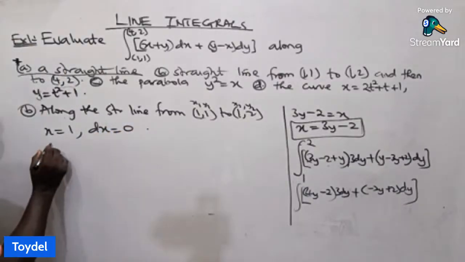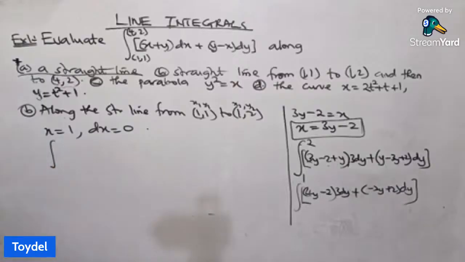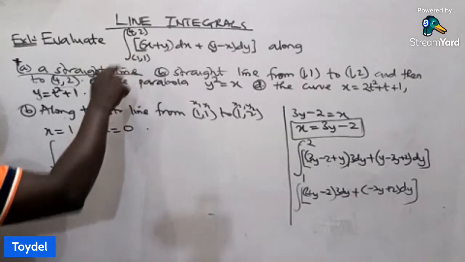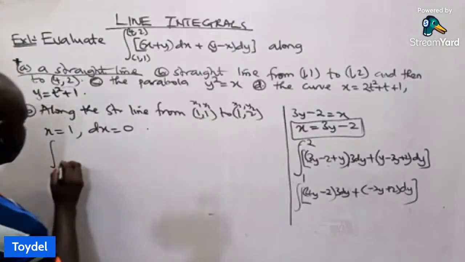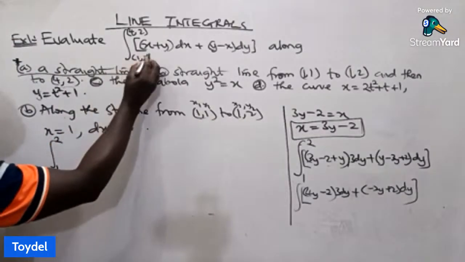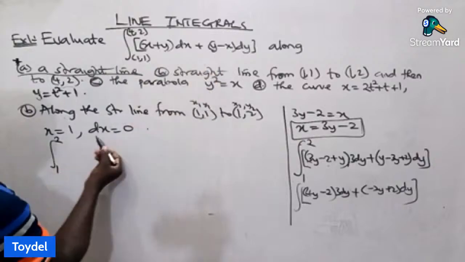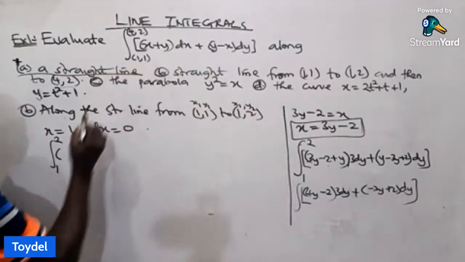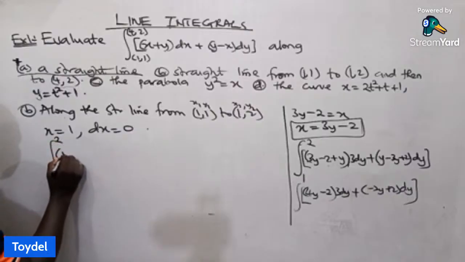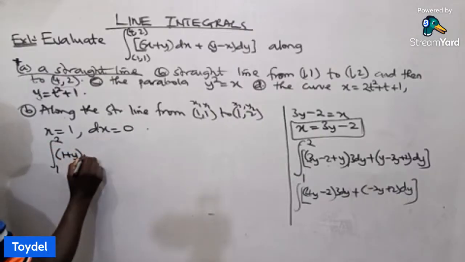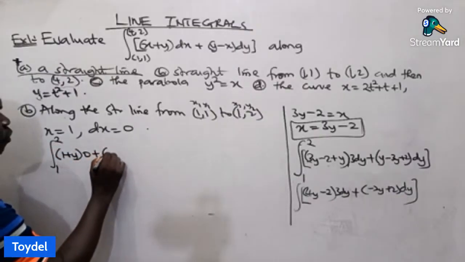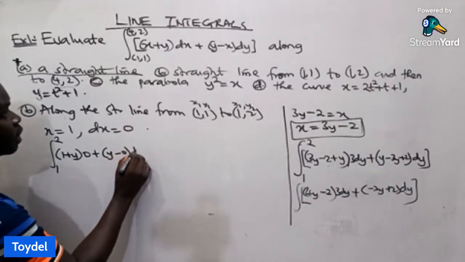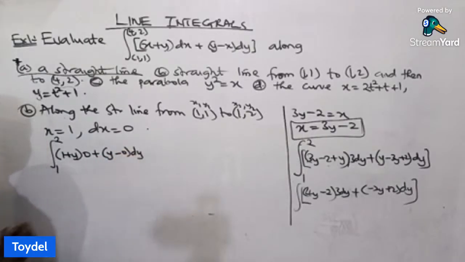Then the line integral will now be, since we are substituting for x, we are going to use that of y, but y here is 1 to 2. I'm going to substitute the value of x and y in this equation. What is x here? x is 1. I have (1 plus y) over dx, which is 0, plus (y minus 0) dy. That's what I'm going to get.